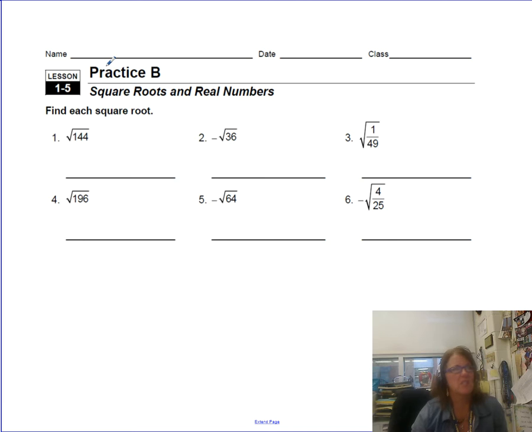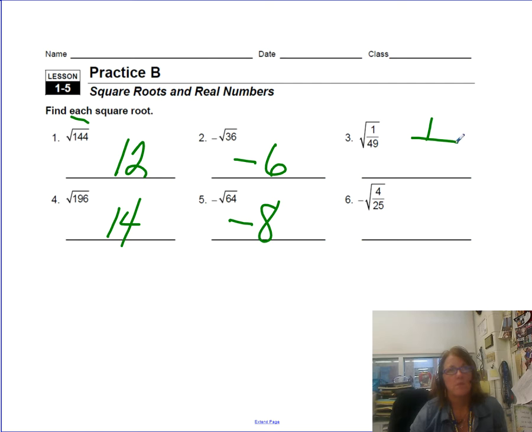There's a lot in this section. I don't want to get into classifying yet. When it says find each square root, you literally just have to find the principal root, or the positive one. So this would just be 12. 196 is 14. Negative signs in front, so it'll be in your answer. Fraction, square root of 1 is 1, square root of 49 is 7. Negative sign out front and a fraction. 4 and 25 are both perfect squares. I get 2/5.